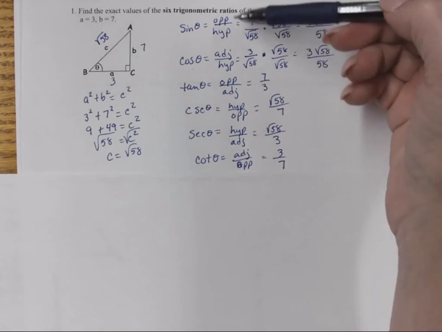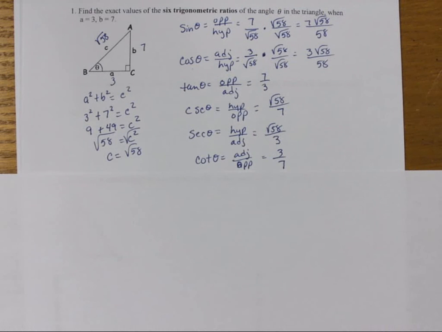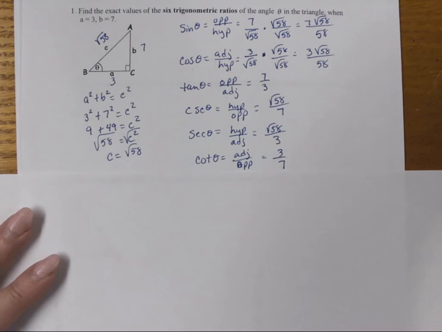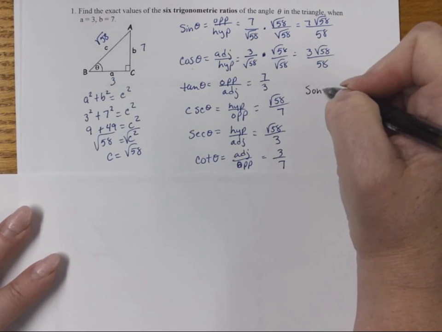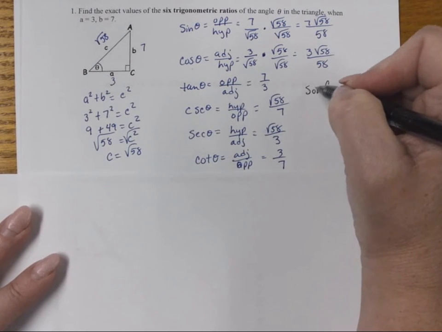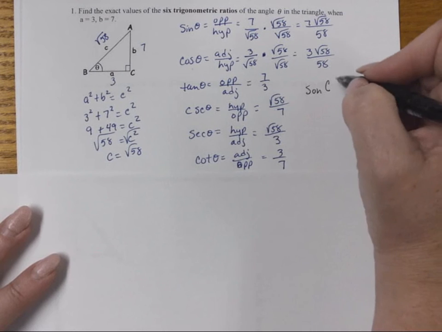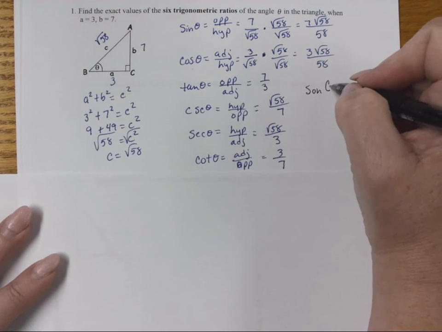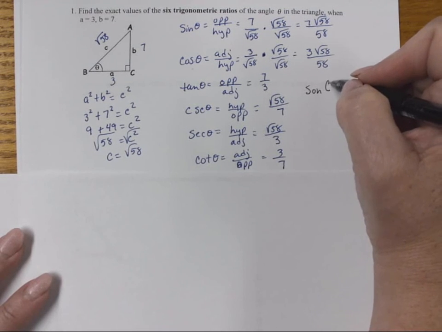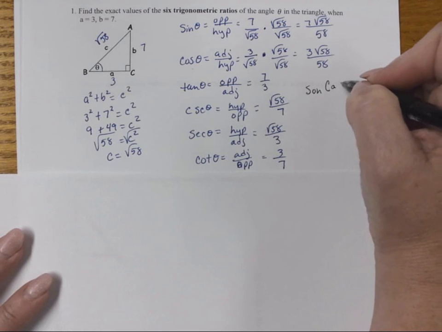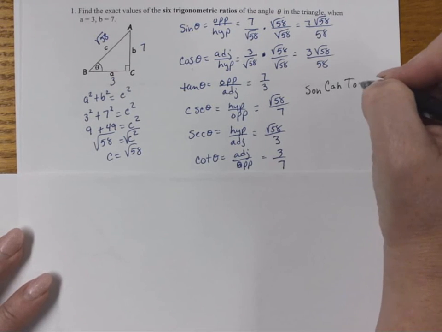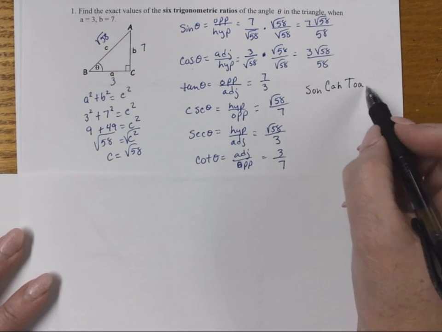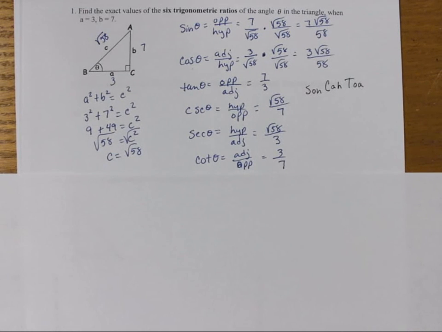So you need to know these ratios. You can remember it through SOHCAHTOA. Remember, SOHCAHTOA is going to be SOH: sine is opposite over hypotenuse. CAH: cosine is adjacent over hypotenuse. And TOA: tangent is opposite over adjacent. So SOHCAHTOA. You can remember how those work and use those.